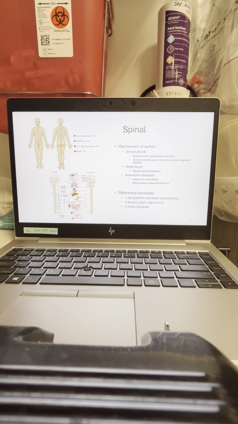And then our autonomic, as I mentioned, leads to all of our side effects, and that's because our sympathetic nervous system gets blocked where the local takes effect, and so the parasympathetic nervous system basically takes over in an unopposed way.